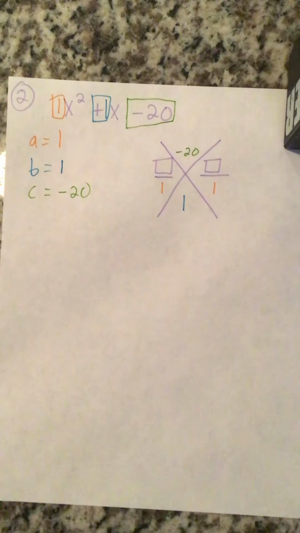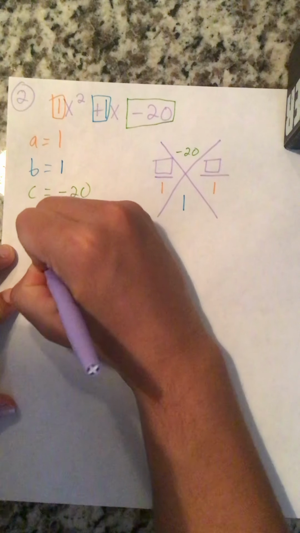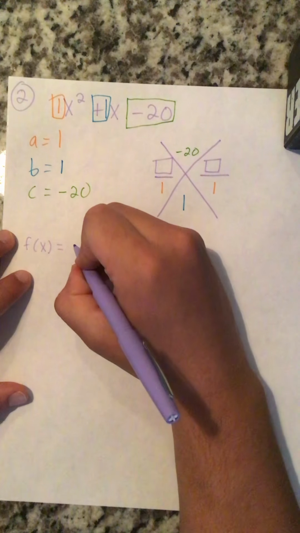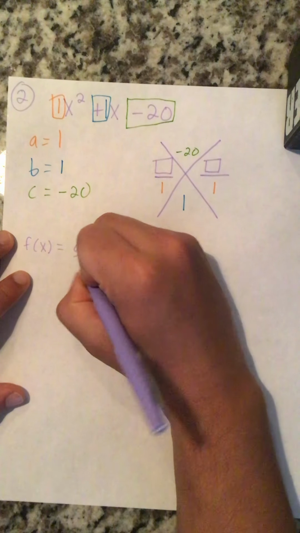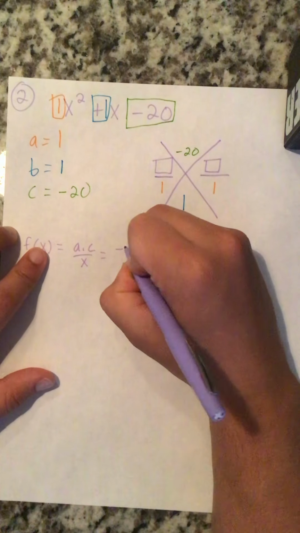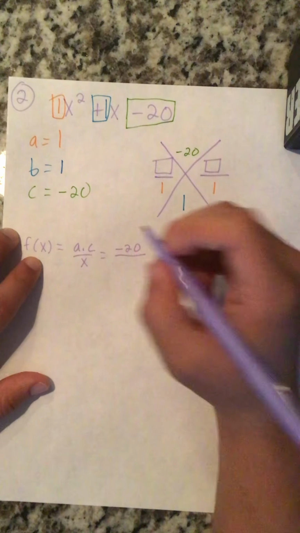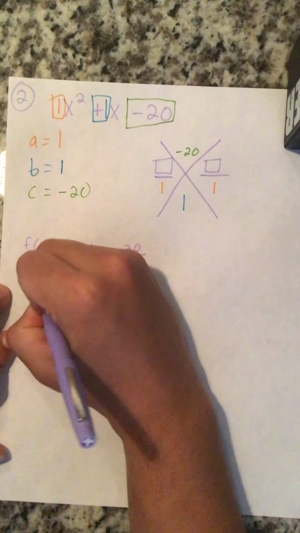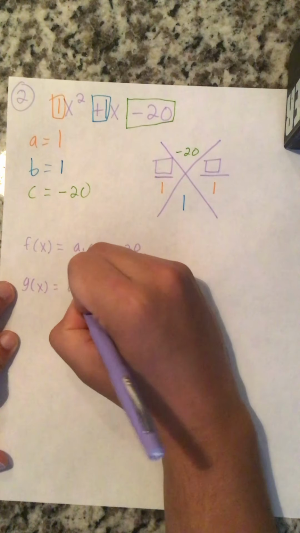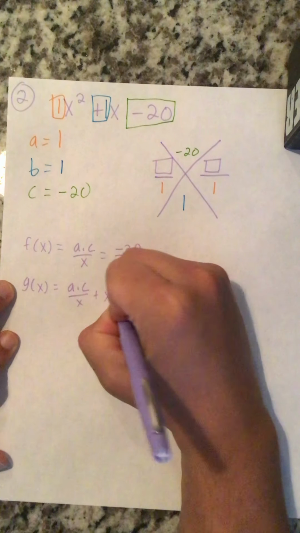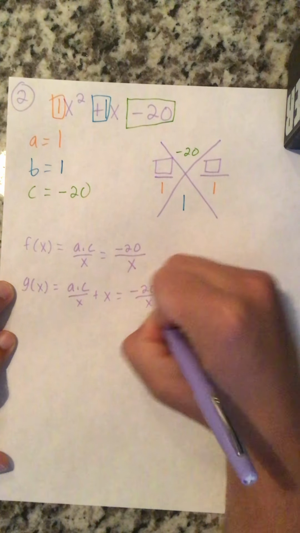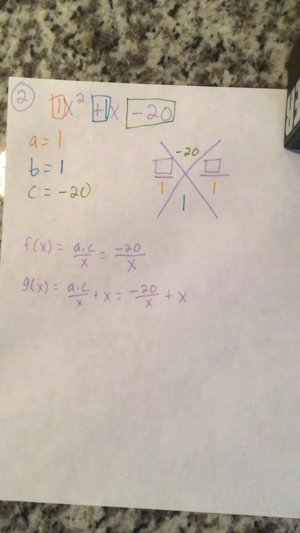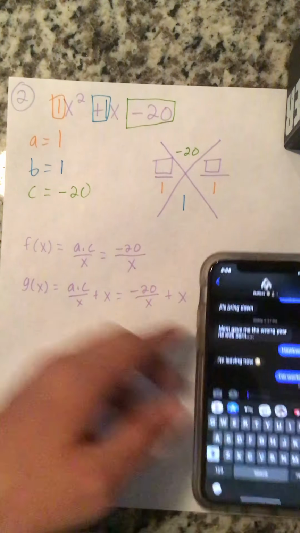Now we're on to our two equations. First equation, f of x equals, remember, a times c over x. So a times c, negative 20 over x. One equation down. Next one, g of x. Remember, it's a times c over x plus x. So I get negative 20 over x plus x. That's it. So now we go back to our calculator. I know I'm moving a little fast, but y'all can pause it if you need to or rewind or whatever.